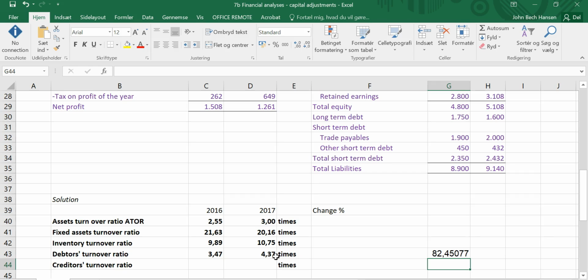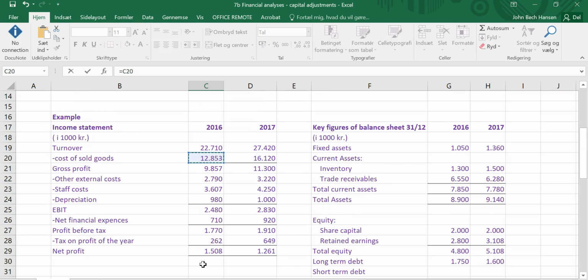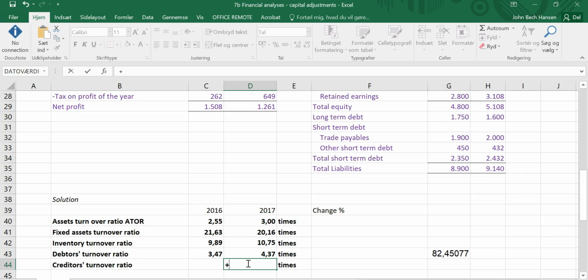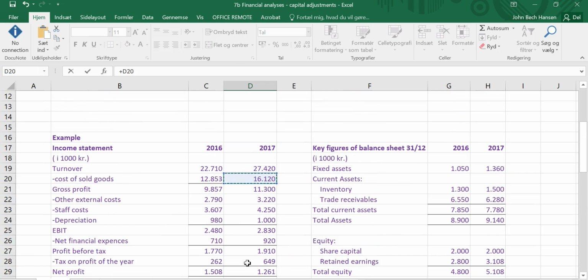Okay, and the last one, creditors turnover ratio. And here we would like to calculate what is actually the purchase. So I will say the purchase is what we have used of cost of sold goods, and here we have a problem because I need the inventory from the beginning and the inventory at the end of the year, and I only have inventory at the end and the beginning of the year for 2017. So actually, I will just go down here and say I can calculate the purchase, and that's the cost of sold goods plus the inventory at the end minus the starting inventory.